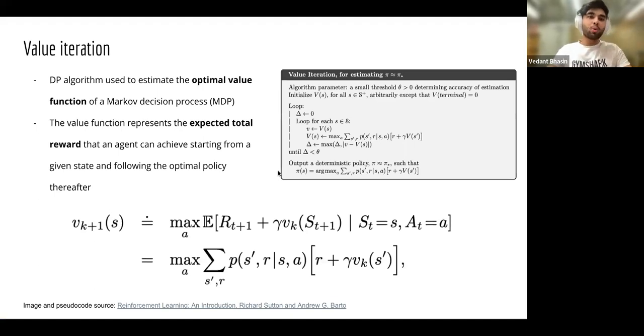One of the most popular ones is value iteration. And what we're trying to do in value iteration is come up with accurate values for each state. A value basically represents the expected total reward that an agent can get starting from the given state and then following the policy thereafter. So this is really where that theme of delayed rewards comes in as well. We're also accounting for that.